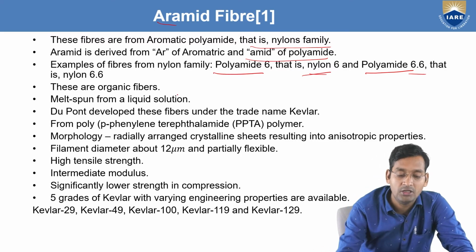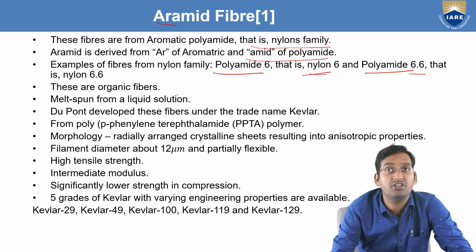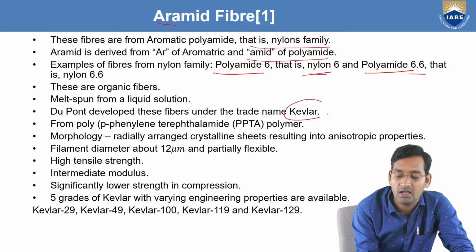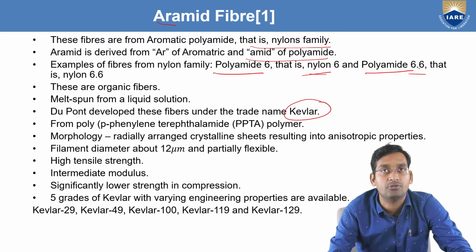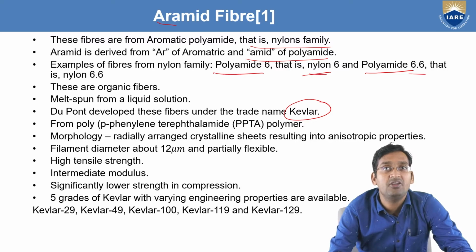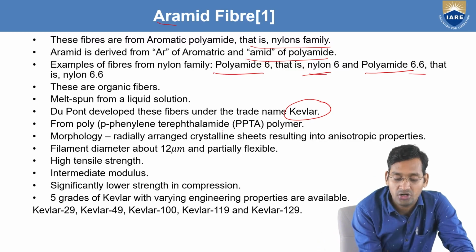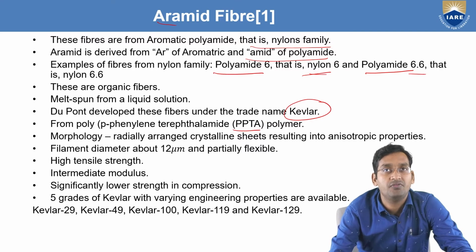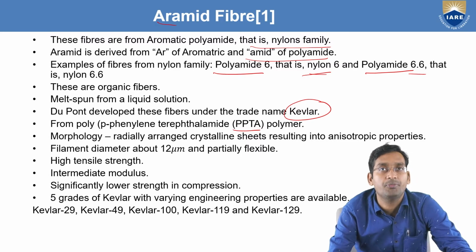With this one, DuPont scientists developed these fibers under the trade name Kevlar. So they gave it the name Kevlar, and now that fiber becomes Kevlar. It is made from poly p-phenylene terephthalamide, PPTA for short. So Kevlar is made from PPTA polymer.